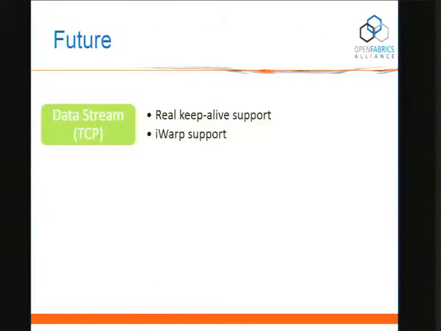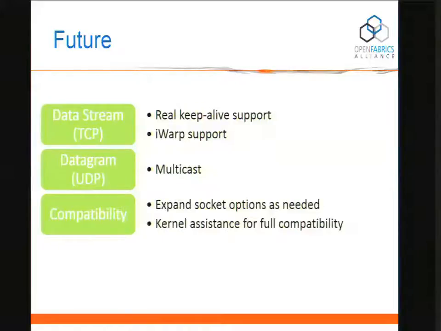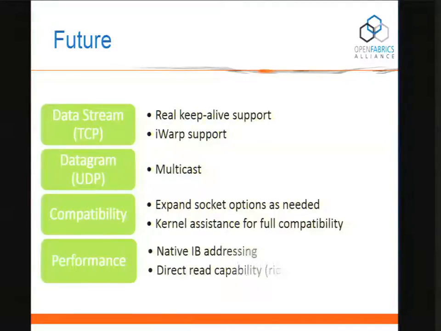So in terms of the future, I need to have real keep alive support. iWarp support I mentioned. In terms of UDP, I know that multicast is missing, but there are applications which desire multicast support. For compatibility, I want to be able to extend socket options as needed. Add this direct read capability. For example, even with blocking IO read calls, I think something like SHMEM may be able to take advantage of that. And I also need native IB addressing.